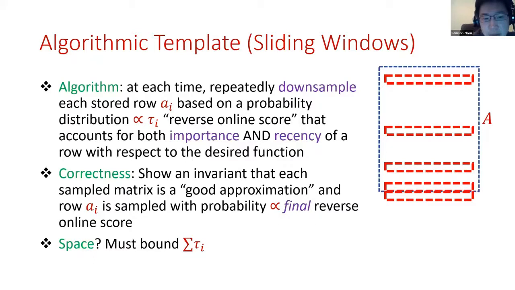We prove correctness by using a martingale argument to show the invariant that each sampled matrix is a good approximation to the underlying matrix, so that each row A_i is sampled with probability proportional to the final reverse online score. So this is correctness, but we still need to analyze the space complexity. And since we sample each row with probability proportional to the final reverse online score, then we have to bound the sum of the reverse online scores.